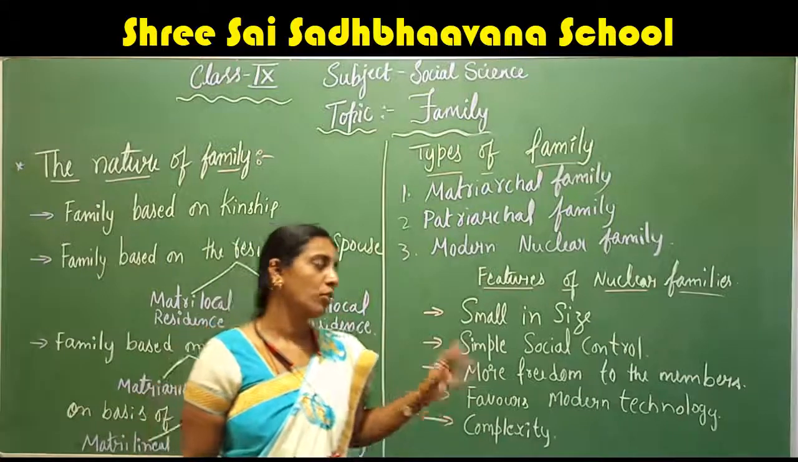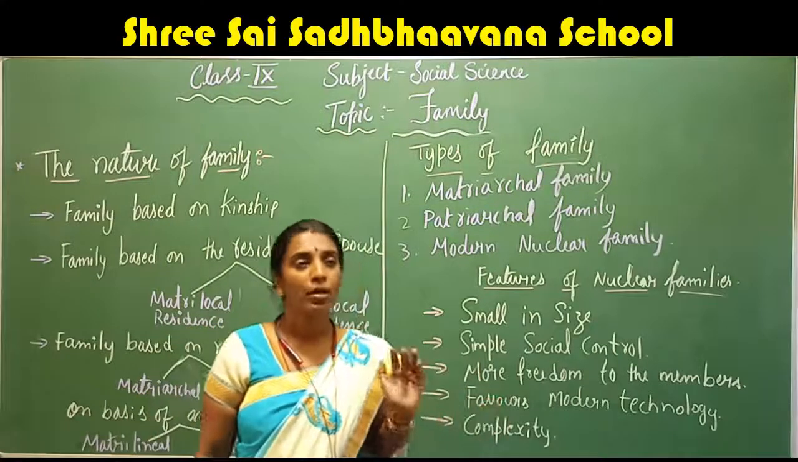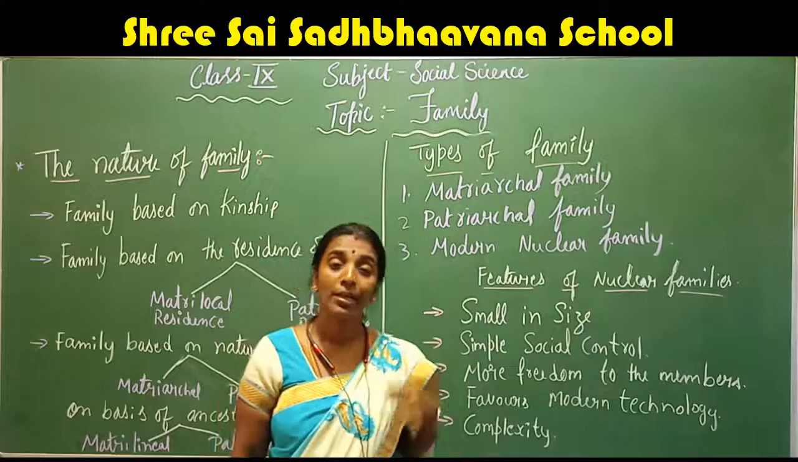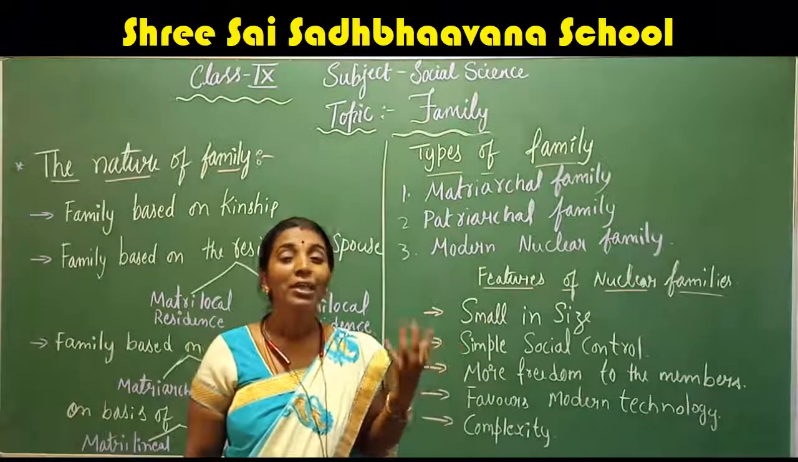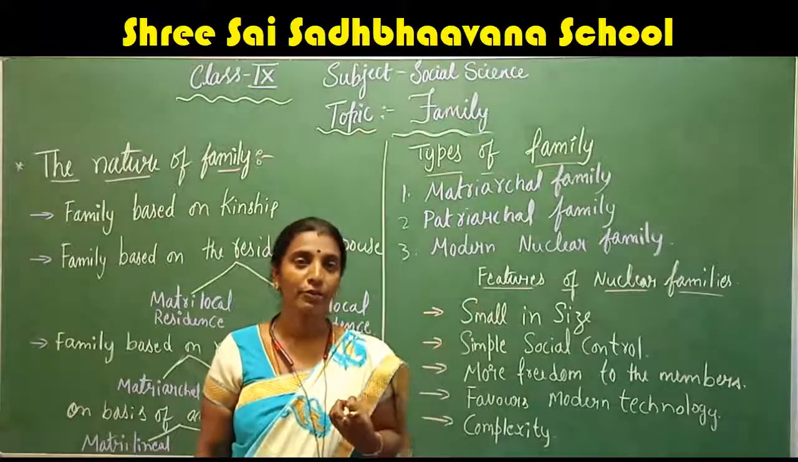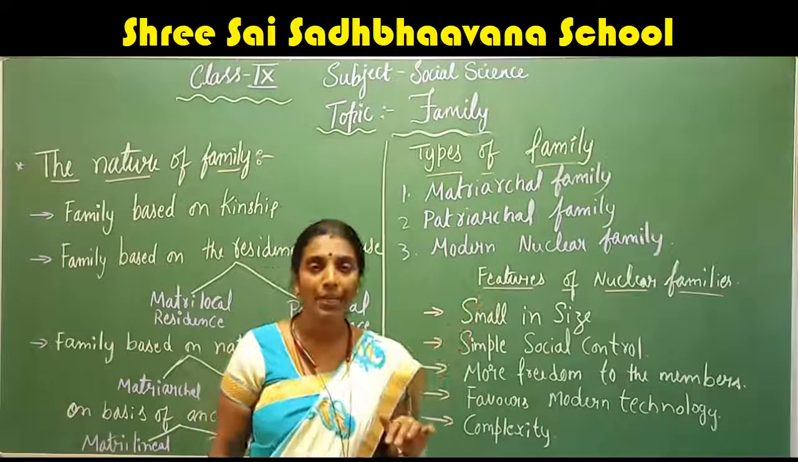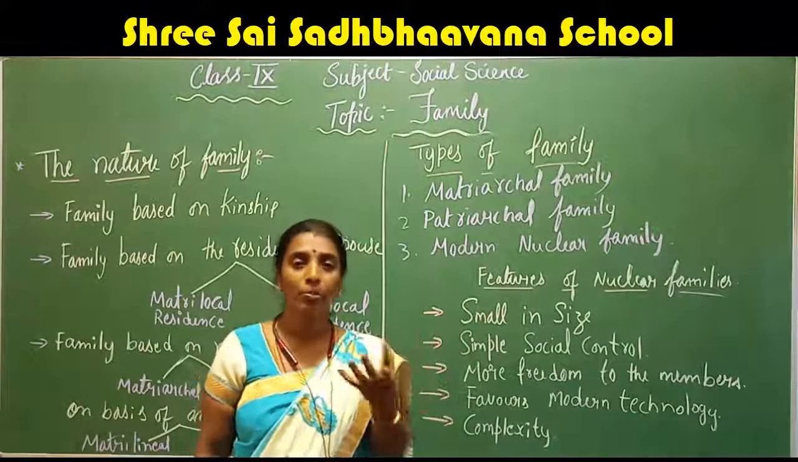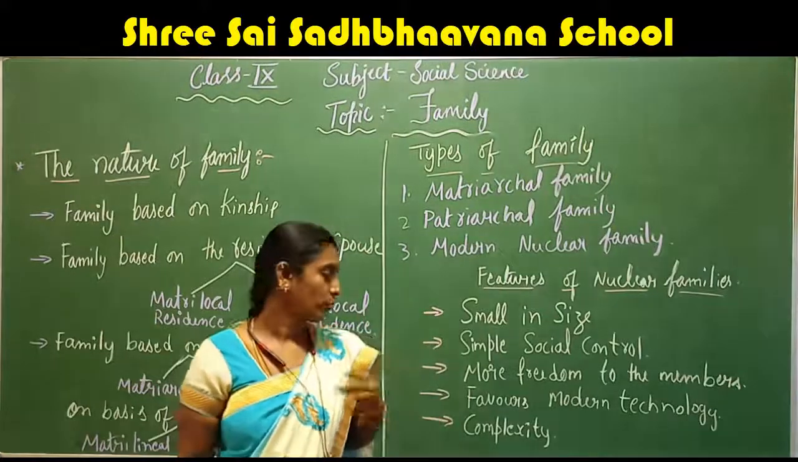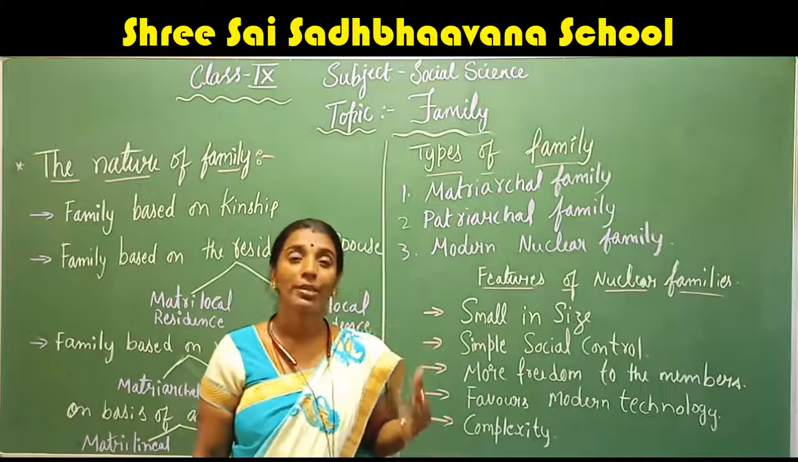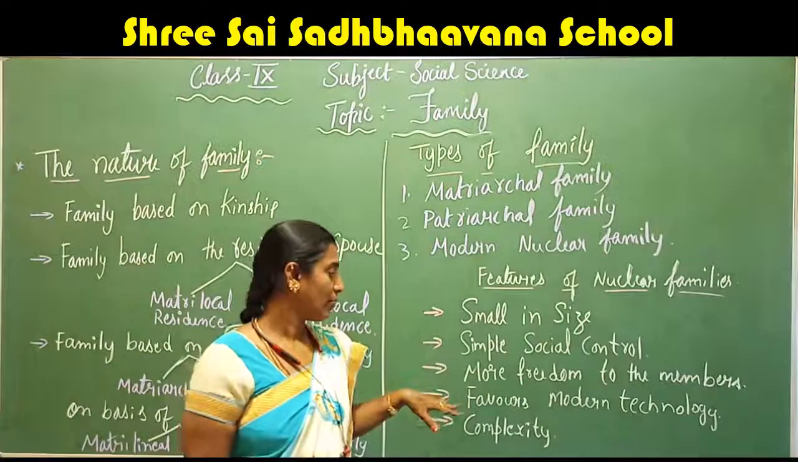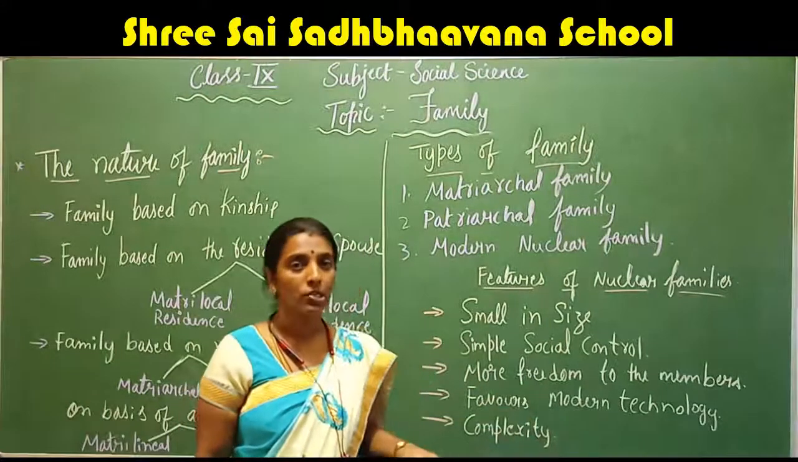And it also favors modern technology. For the people in a joint family, the work will be shared, and it also depends upon the total happiness of the family. But when you come to the nuclear family, the work cannot be divided, and so they will favor modern technology. And also for personal happiness, they may favor modern technology.